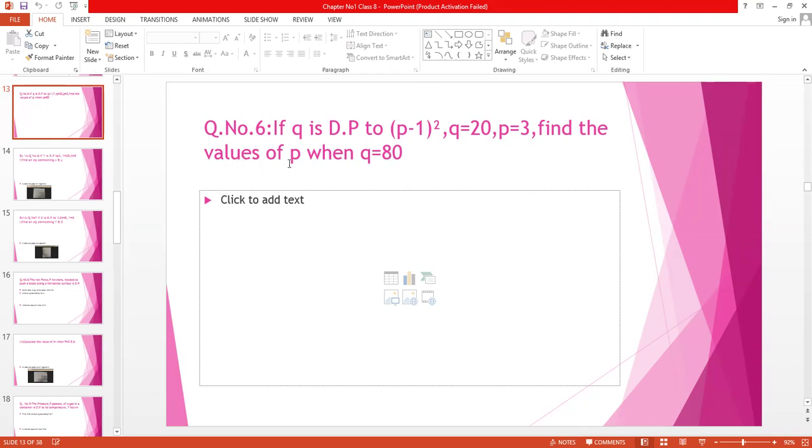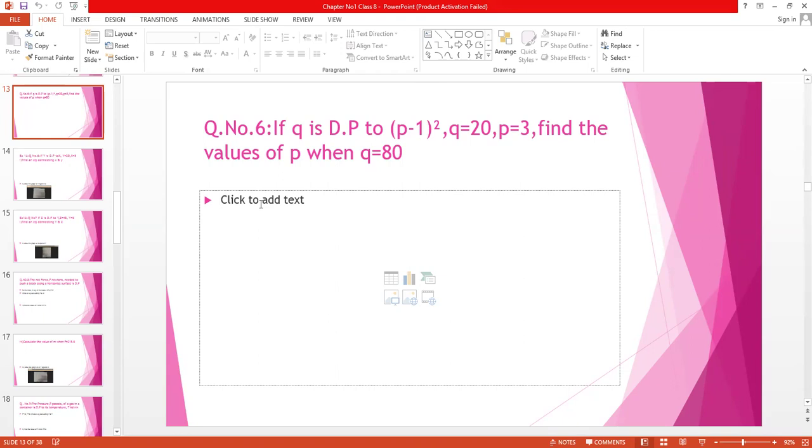Here, P is missing. The constant value K is also missing. So it is impossible to find the value of P directly. Firstly, we have to find the value of K. K is a constant, so we write it here. The first variable is Q, and the last one is (P minus 1) whole square.